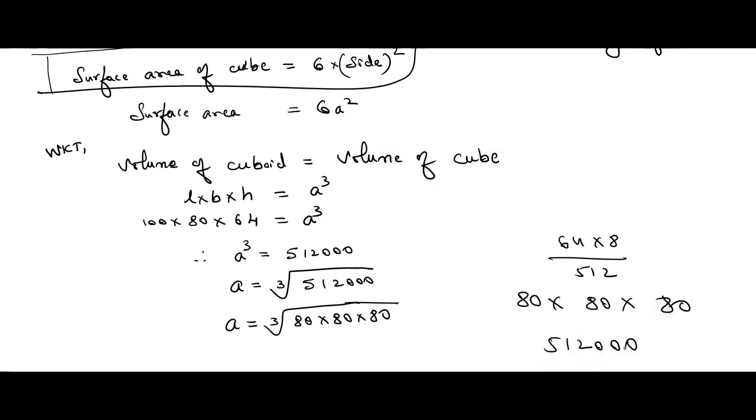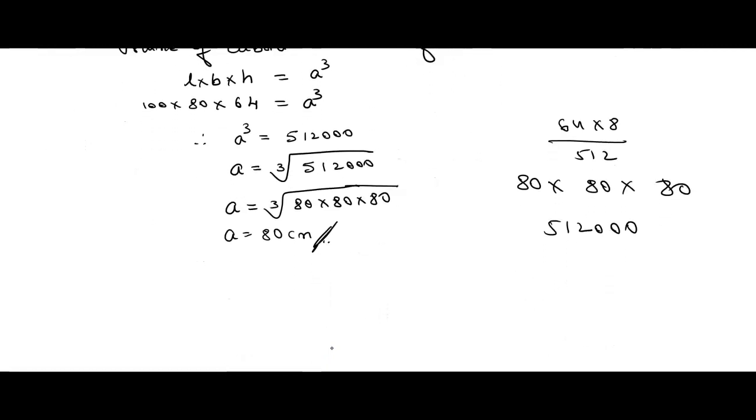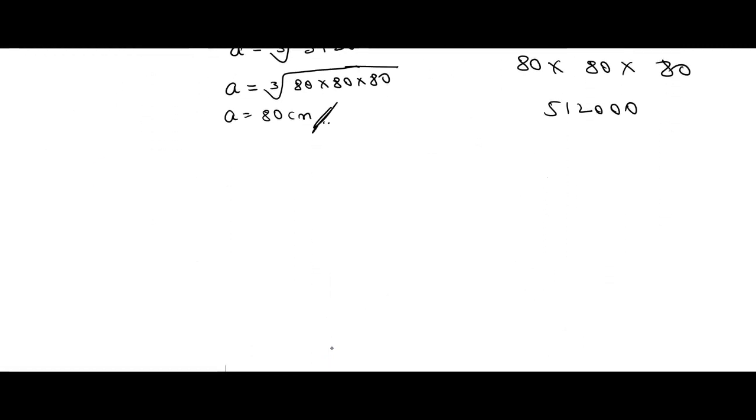Got it? First you find the cube root of 512. Cube root of 512 is 8. 8 into 8 into 8. Understood? Again those 3 zeros will be added. Now A is equal to cube root of 5,12,000. That is 80. So 80 centimeters. Did you understand? We got the value of A. Now what do we have to find? Surface area of the cube.